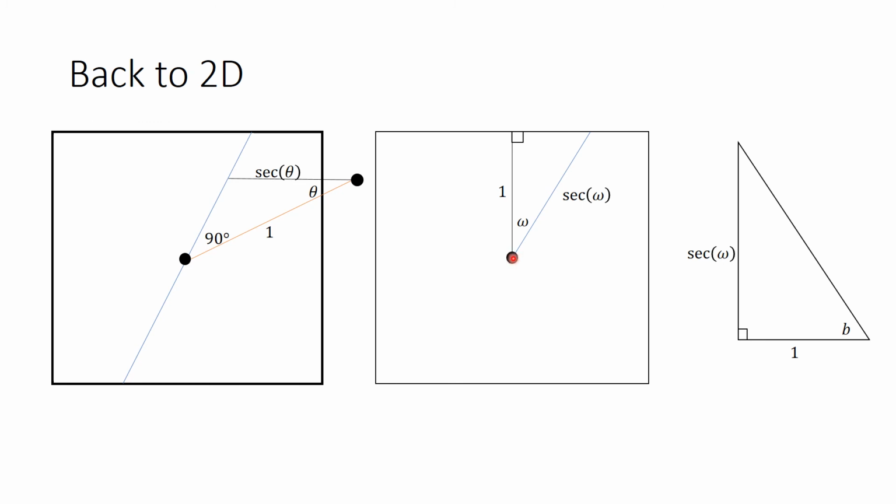And this is basically the same as if it were just at the center of the cube. So we don't have to worry about it being non-stationary. So b is equal to arctan of secant of omega. And now we can just put everything together. We just found b is equal to arctan secant omega.